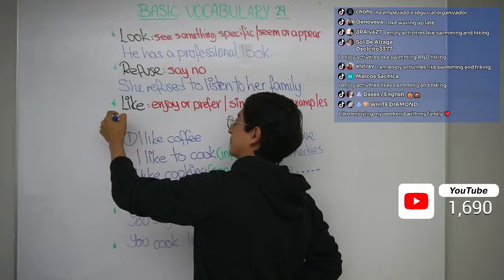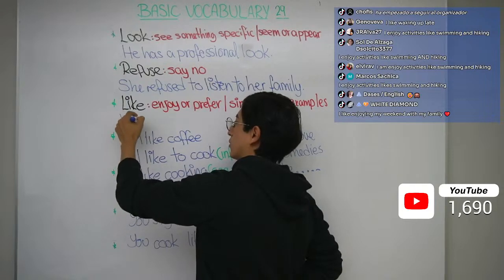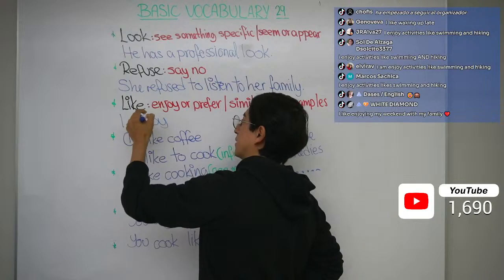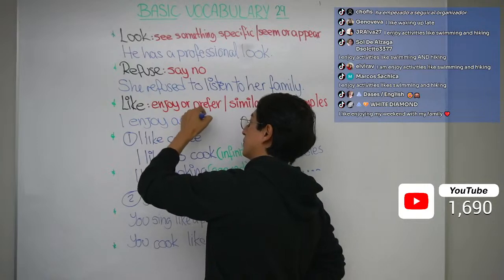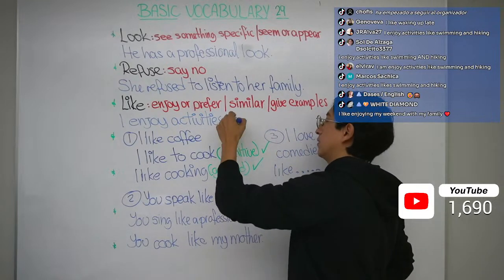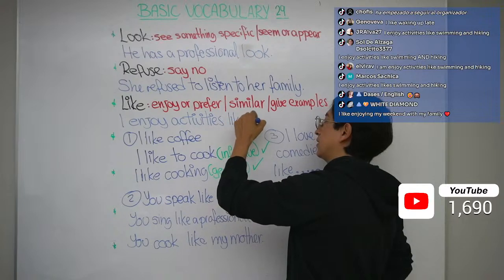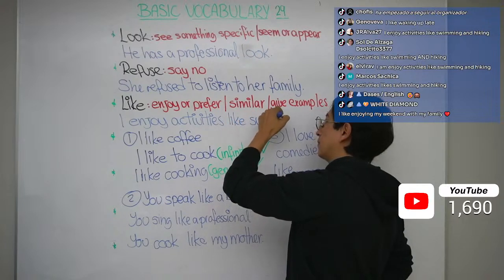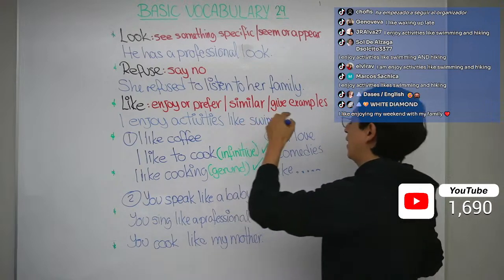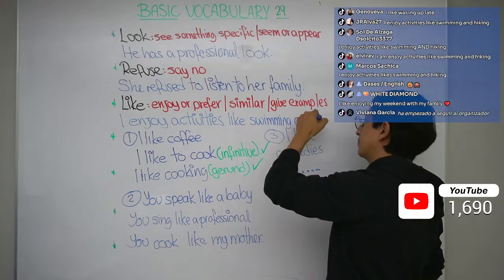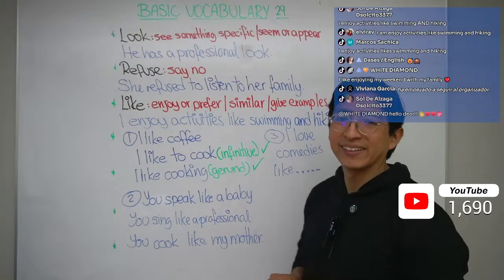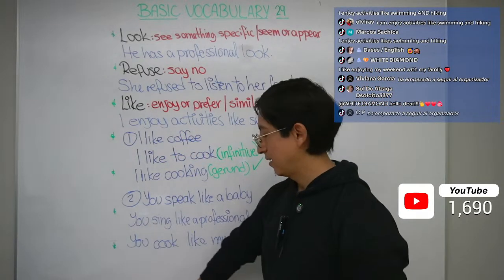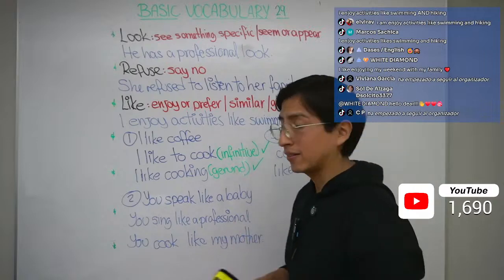Okay, I enjoy activities like swimming and hiking. Okay, very good. That's the sentence, guys. Well, let's erase this and let's continue with the next word.